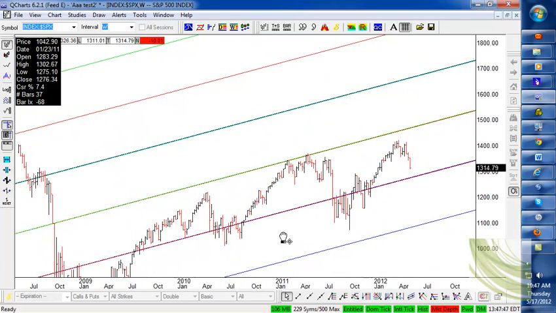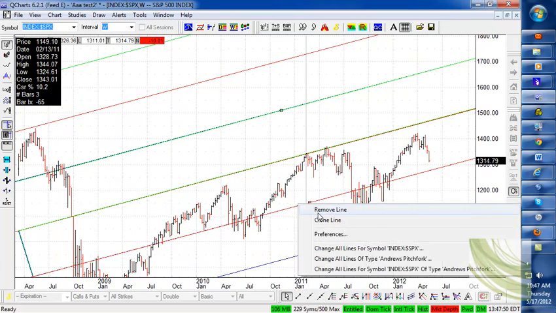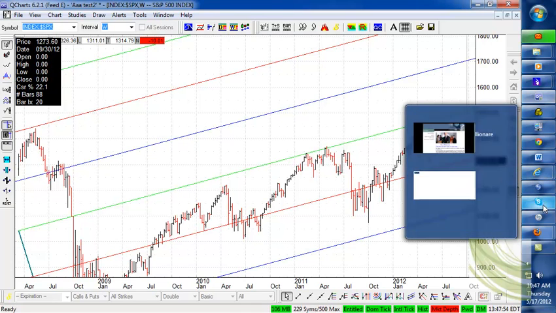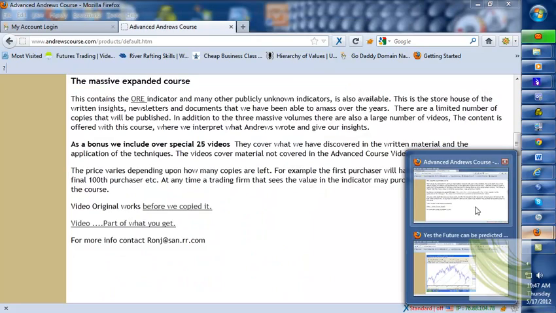Okay, and let's get rid of these lines here. Oh, wait a minute, I know what I can do. This is really easy. Really easy.